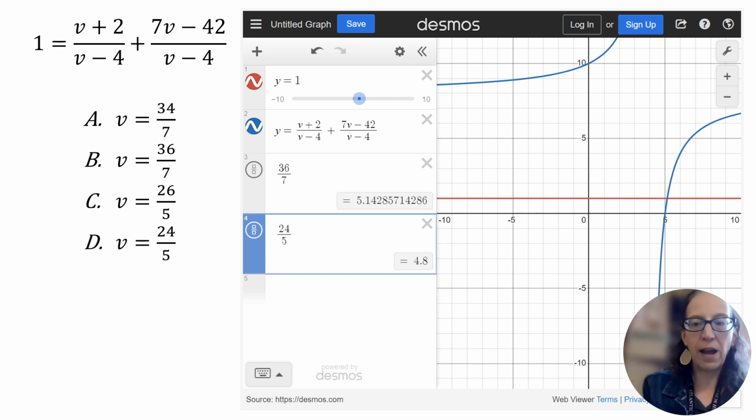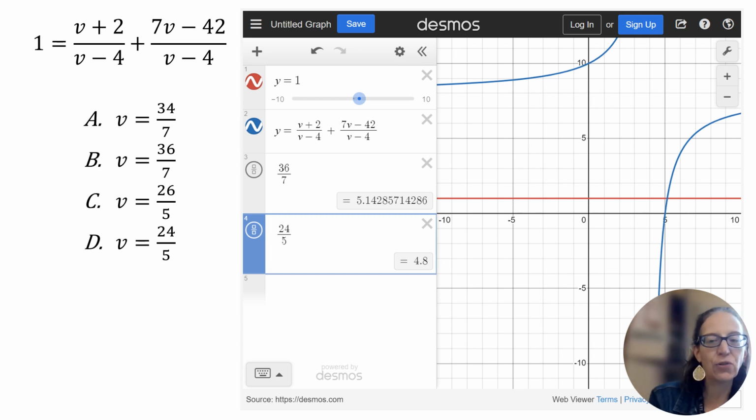So we take the left side, okay, and we graph that. And then we're going to graph the right side. And so we will have v plus 2 over v minus 4. And we're adding to that 7v minus 42 over v minus 4. And we are looking for the points where those graphs intersect. And lo and behold, there I see it, okay? And I've got it marked over there that the point of intersection is, we're looking at 5.143.